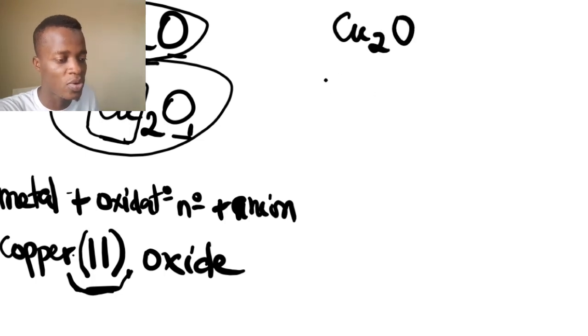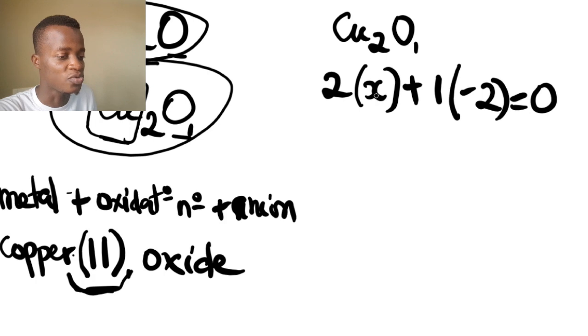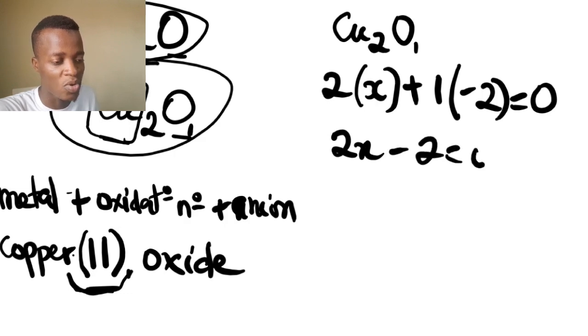I have Cu2O. So we know that 2 for copper, times x, because we don't know the x. But for the oxygen, here is 1. If they don't write anything, it's 1 times oxygen, which is negative 2. Like we said, it equals 0 always, because it's a neutral substance, a neutral compound, so it's 0.